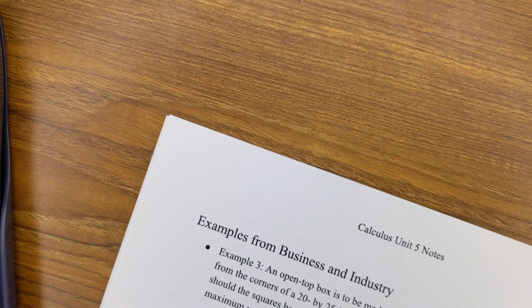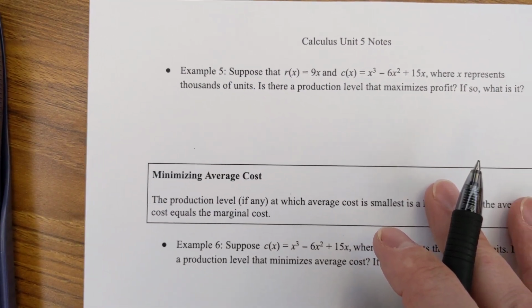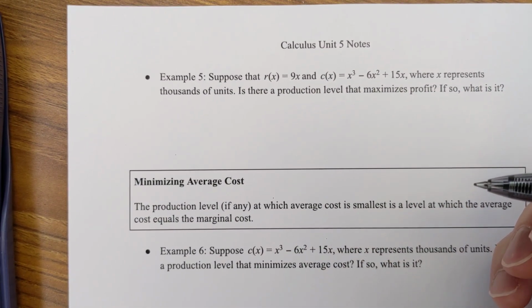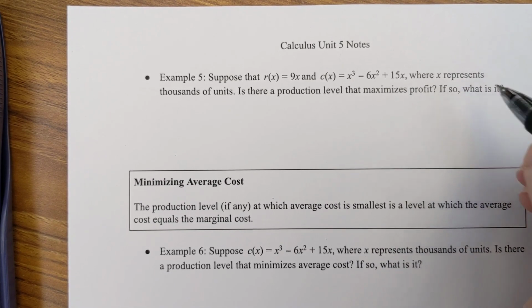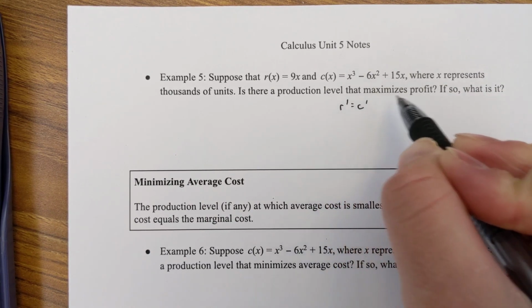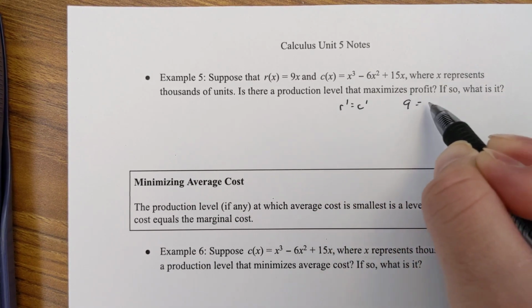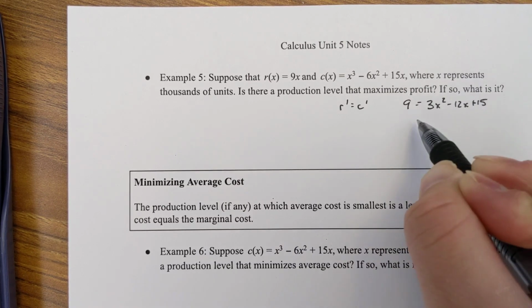So next problem is going to ask about that. Suppose that R of x is equal to 9x and C of x is equal to x cubed minus 6x squared plus 15x. Thousands of units is their production level that maximizes profit. So that's going to occur when R prime is equal to C prime. So 9 is equal to 3x squared minus 12x plus 15.